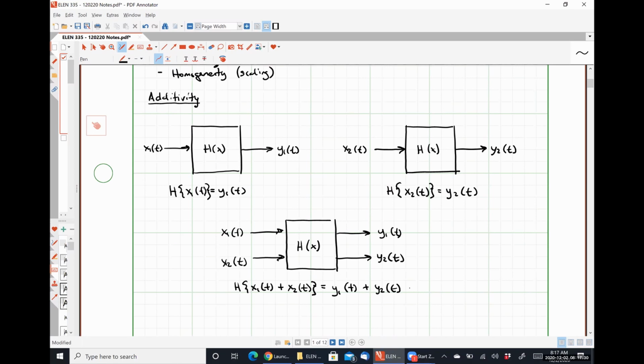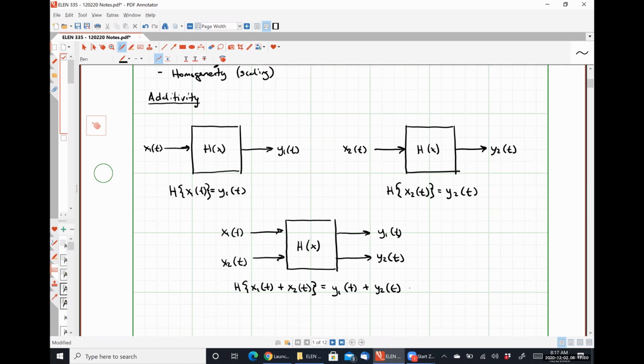So if I apply an input x1 to my system and get an output of y1, I take my same system and apply a different input and I get a different output. If I apply both of those inputs, my output should just be the sum of the outputs caused by each of the excitations occurring by themselves.